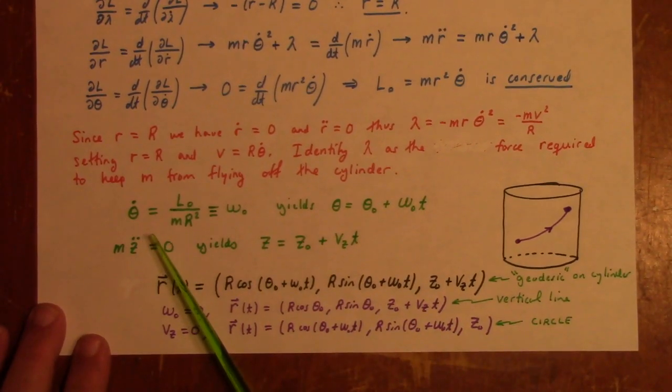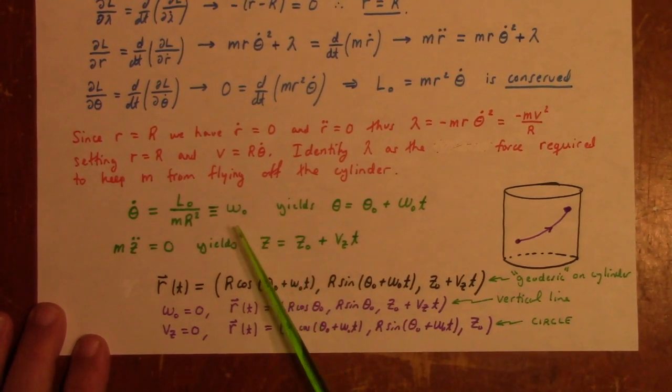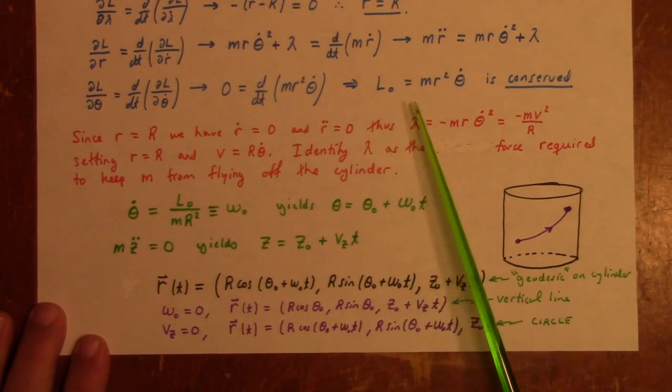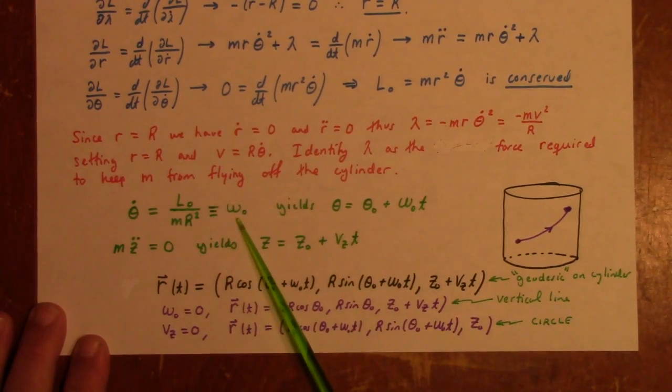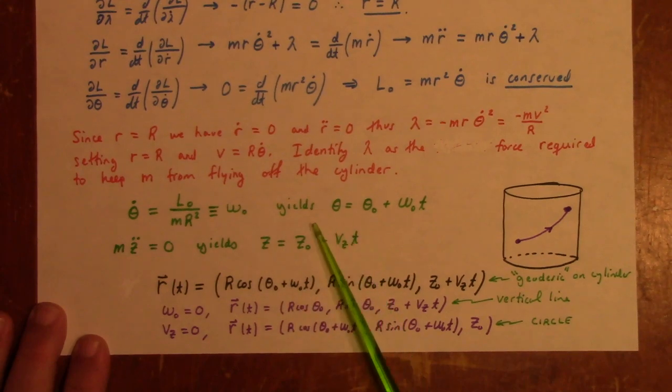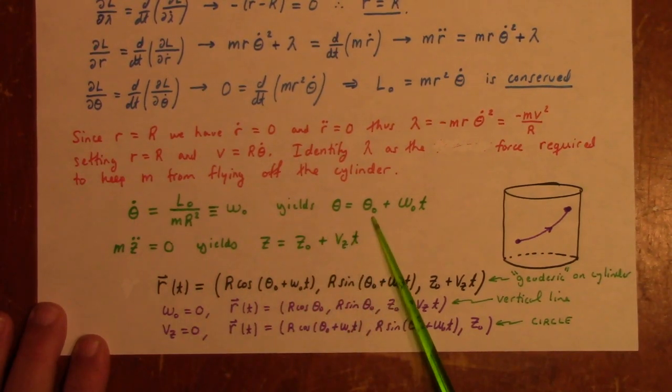So theta dot is equal to L0, the angular momentum, over m r squared. Let's call that omega naught, just to make it simple. So if you integrate this, you get theta is theta naught plus omega naught t. And m z double dot equal to 0 gives you a line in z. And so altogether, going back to Cartesian coordinates, you've got r cosine theta, r sine theta, comma z, which gives you this parametrically. And then different choices of omega naught or vz will give you different kinds of things.